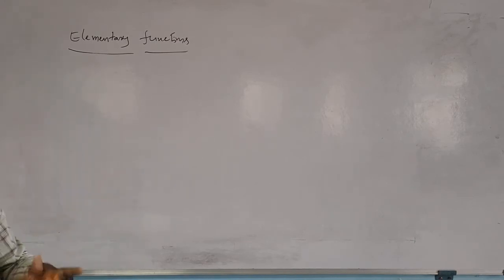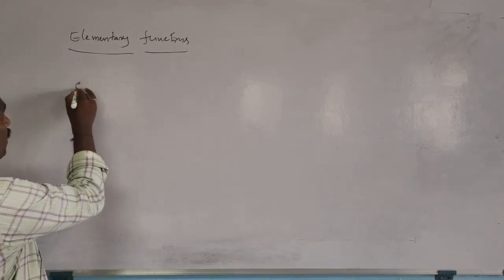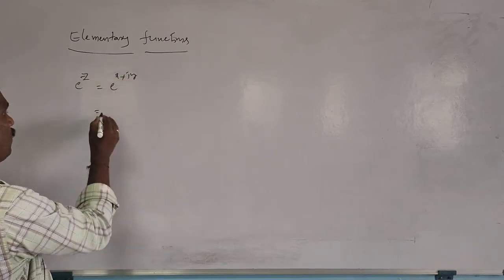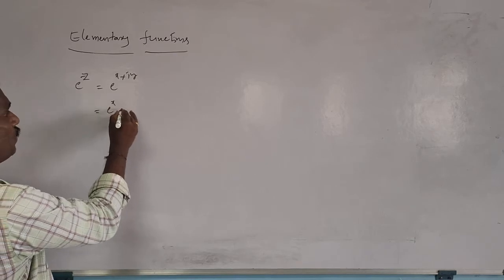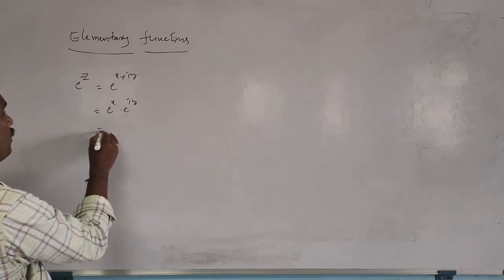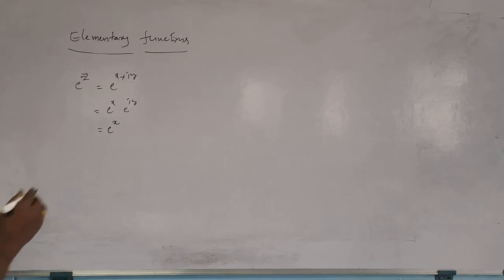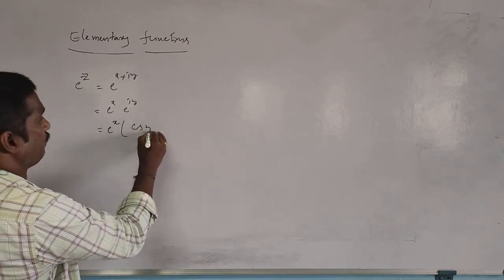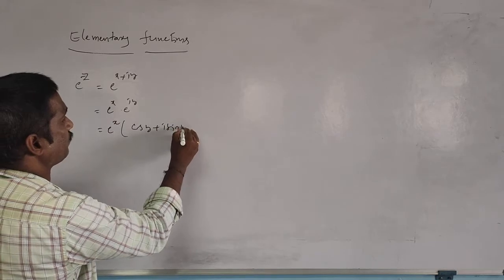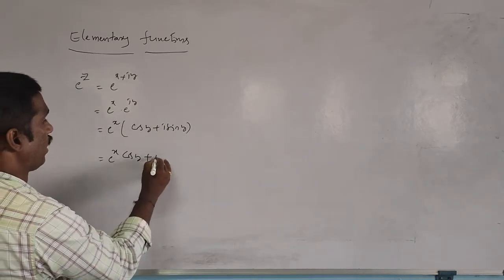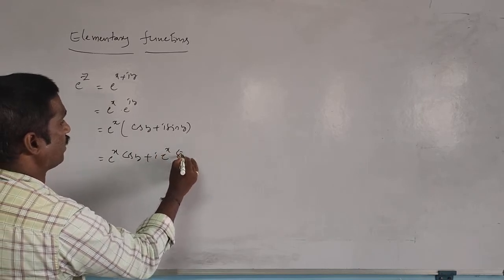So e^z can be written simply as e^z = e^(x + iy), that equals e^x into e^(iy). So e^(iy) can be written simply as cos y + i sin y, that equals e^x cos y + i e^x sin y.